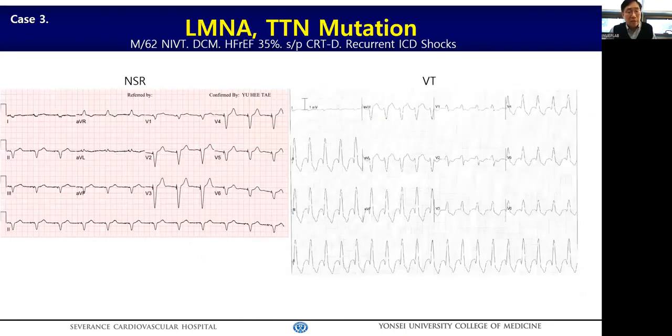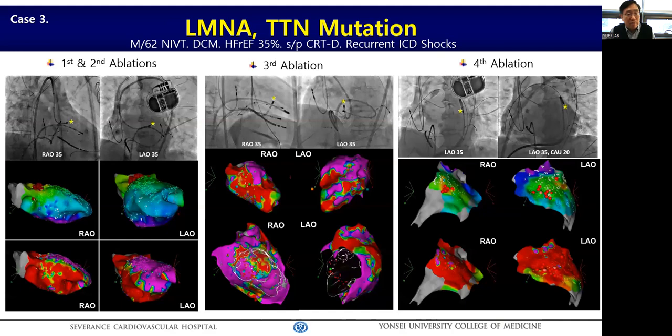Case 3 is a genetically diagnosed non-ischemic VT with lamin and titin mutations. This patient already had a CRT defibrillator with ejection fraction 35%, but had recurrent ICD shocks. This is the documented ECG when the patient came to the hospital. He underwent first VT ablation from another hospital, but we did multiple further procedures after referral.